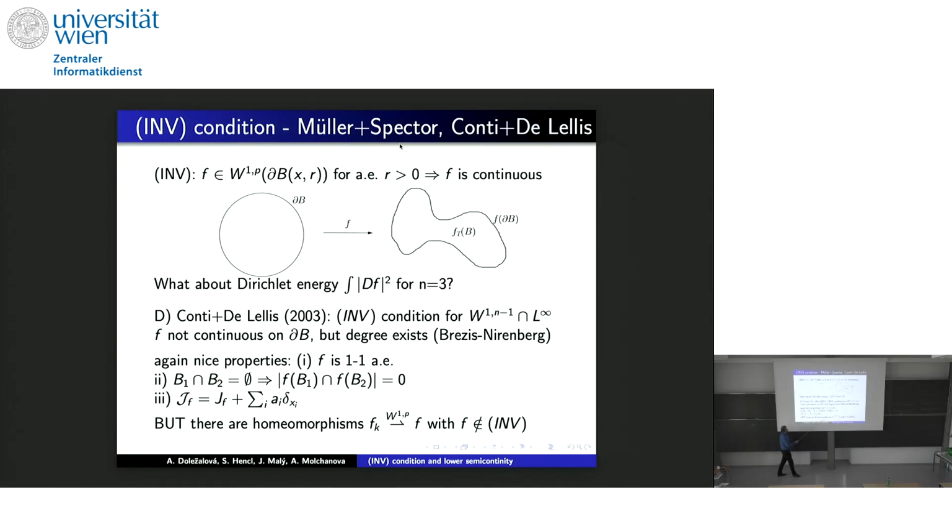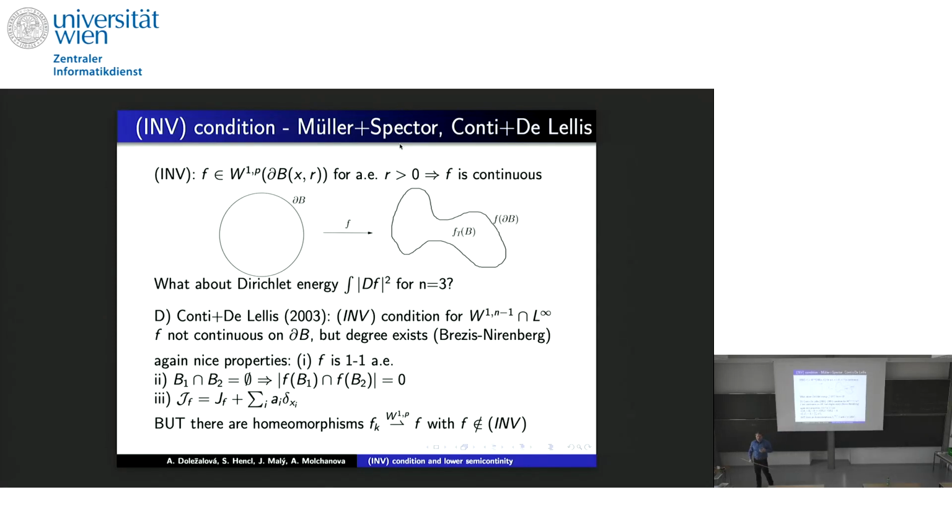You can find a sequence of homeomorphisms, so they definitely satisfy the INV condition, that converge weakly in W^{1,n-1}, but the limit doesn't satisfy the INV condition. So this class is no longer closed. So somehow, forget about direct methods in the calculus of variations. And this is really an ugly mapping that you would not like to have in your class of competitors. Okay? So somehow, at first glance, up to here, it looked like this is a great class for our approach, but this is telling you, well, forget it.